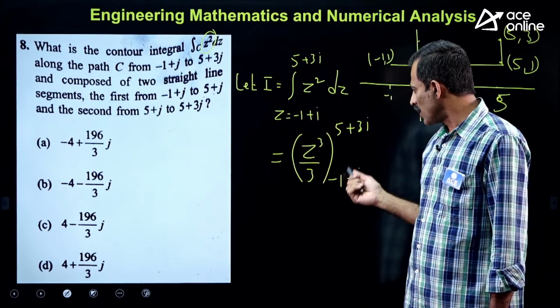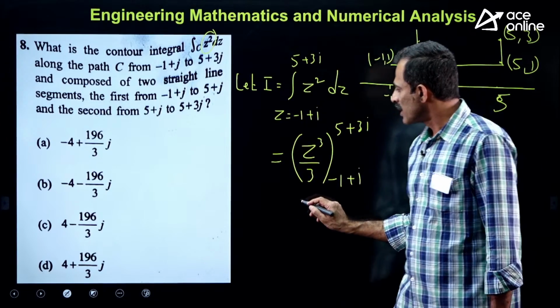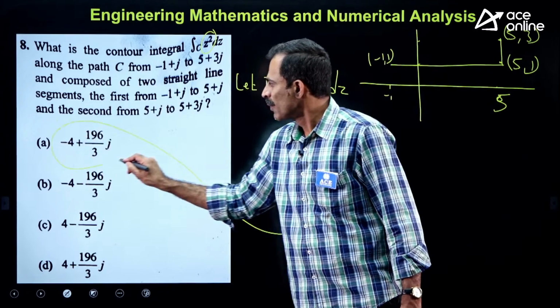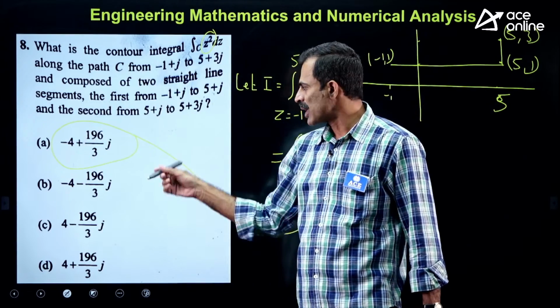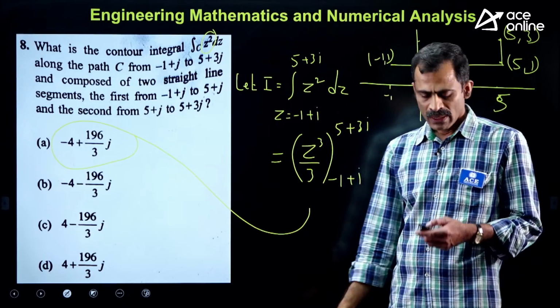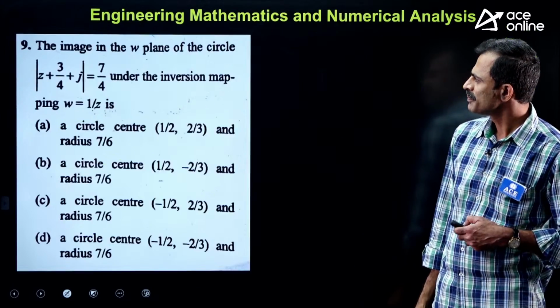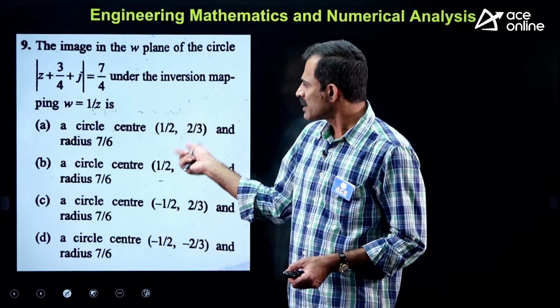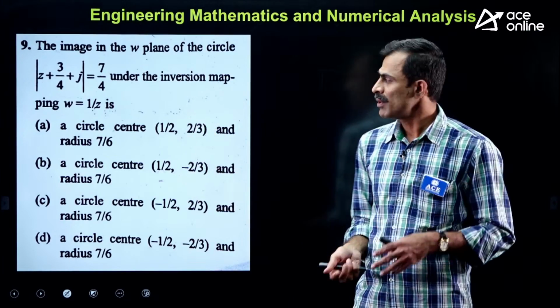Now after substituting the upper limit and lower limit and simplifying, it will be minus 4 plus 196 by 3j. Instead of j, here I took i. It is the answer for this. Now let us move to the next problem. Again, it is also a question from complex variable.